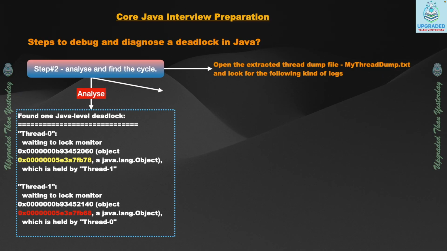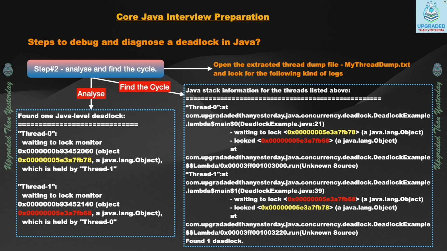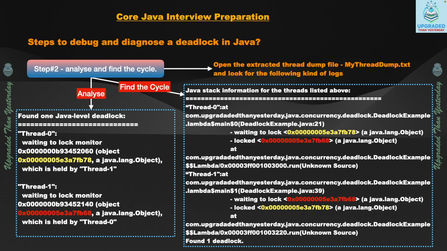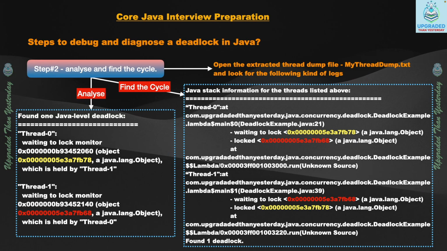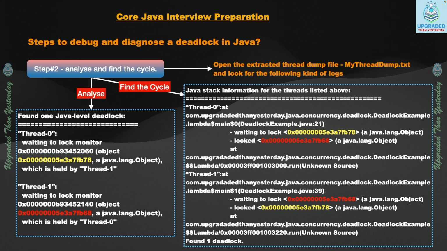Once the analysis is done, we need to find the cycle. In the dump file, there will be a block where it explains which thread is holding which lock and waiting for which lock. Look at the highlighted hash codes, where thread 0 is holding a lock ending with FB68 and waiting for the lock ending with FB78. Similarly, thread 1 is holding a lock ending with FB78 and waiting for the lock ending with FB68. Hence both thread 0 and thread 1 are in a cycle, where each thread is waiting for a lock to be released by the other.